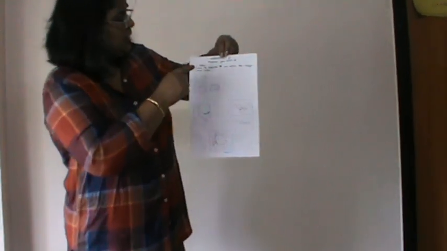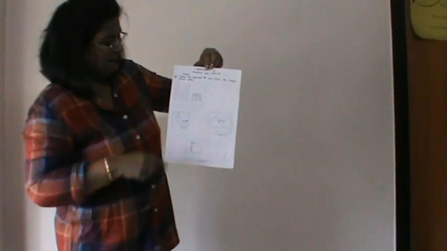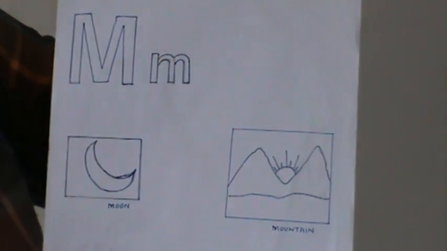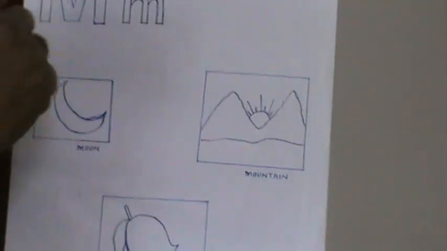How does M sound? M. Okay? That's good. Now I'll be giving you a worksheet which you'll have to take home. And what do you have to do? Color the alphabet M. Now this is the capital M, big M. This is the small m, the lowercase m. You'll have to color this with whichever color you want, okay?